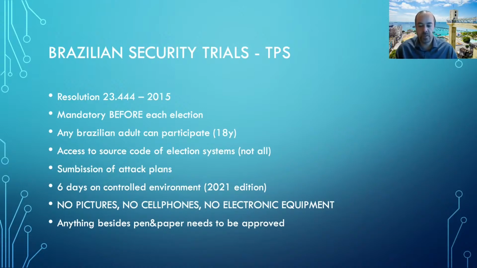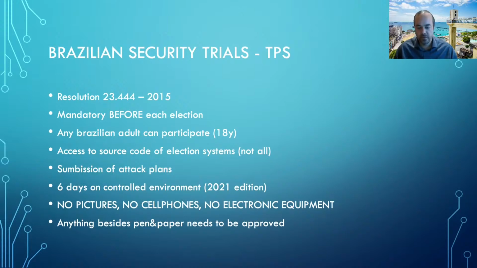And everyone participating can have access to the source code of the election systems. They say this is a security barrier they lift, so you can take a look at the code that runs on the ballot software and other systems. After seeing this code, you can devise an attack plan. You have to tell the election authority beforehand what you're going to do and what you're going to need. This is somehow a limitation, but we can understand why they do this.